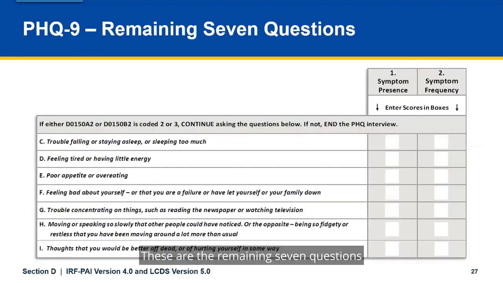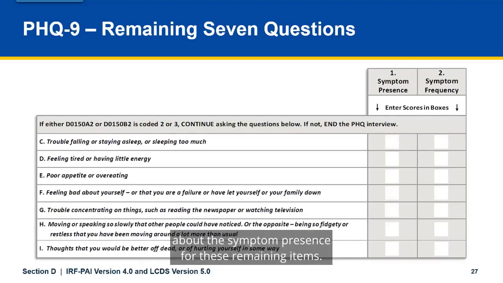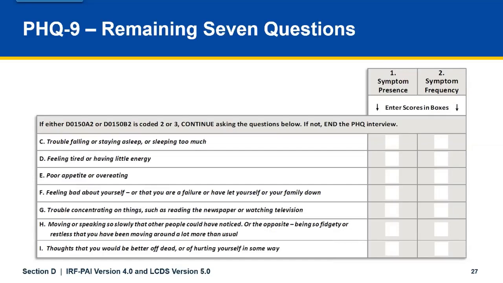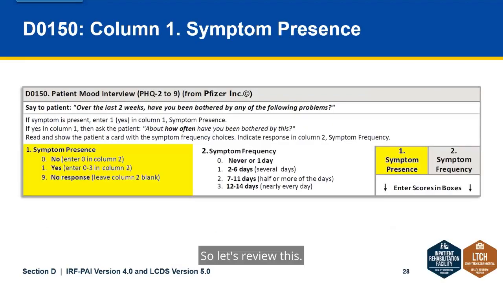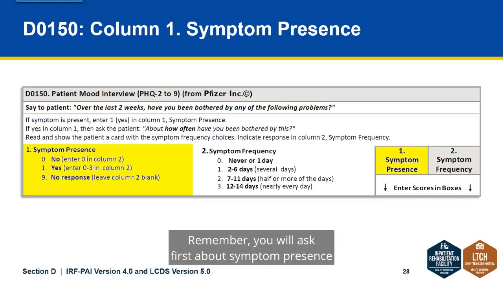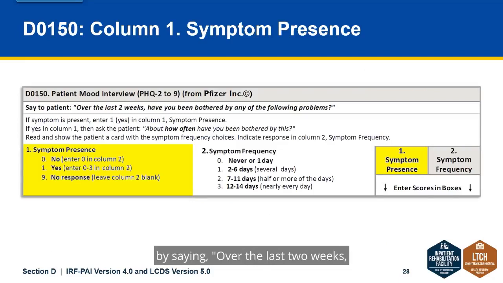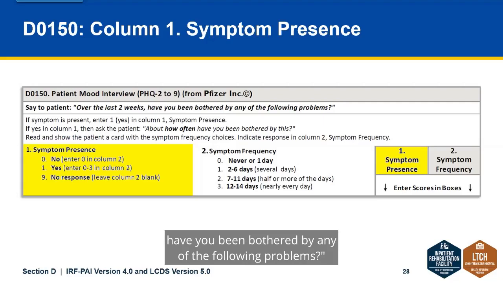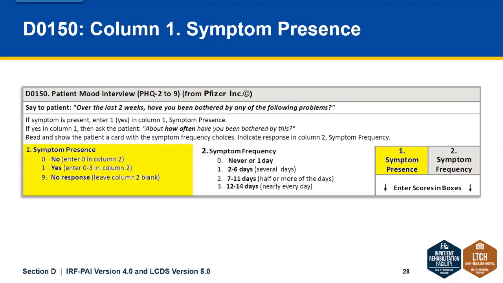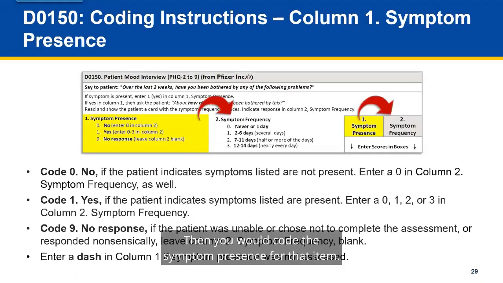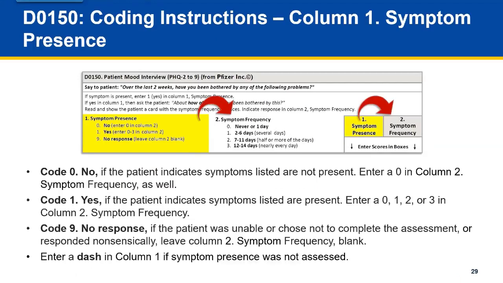These are the remaining 7 questions I've been talking about, meaning that you will ask your patient about the symptom presence for these remaining items. So let's review this. Remember, you will ask first about symptom presence by saying, over the last 2 weeks, have you been bothered by any of the following problems? Then you would code the symptom presence for that item.